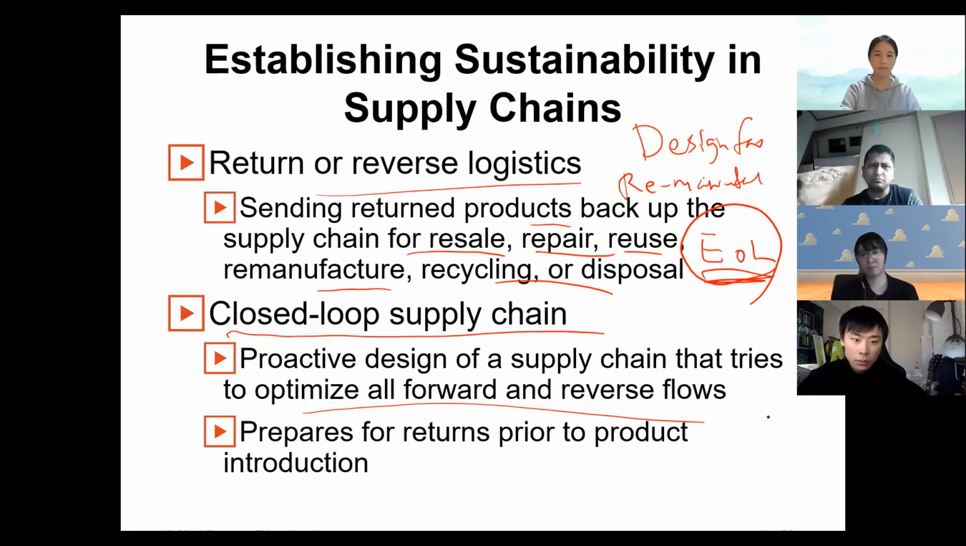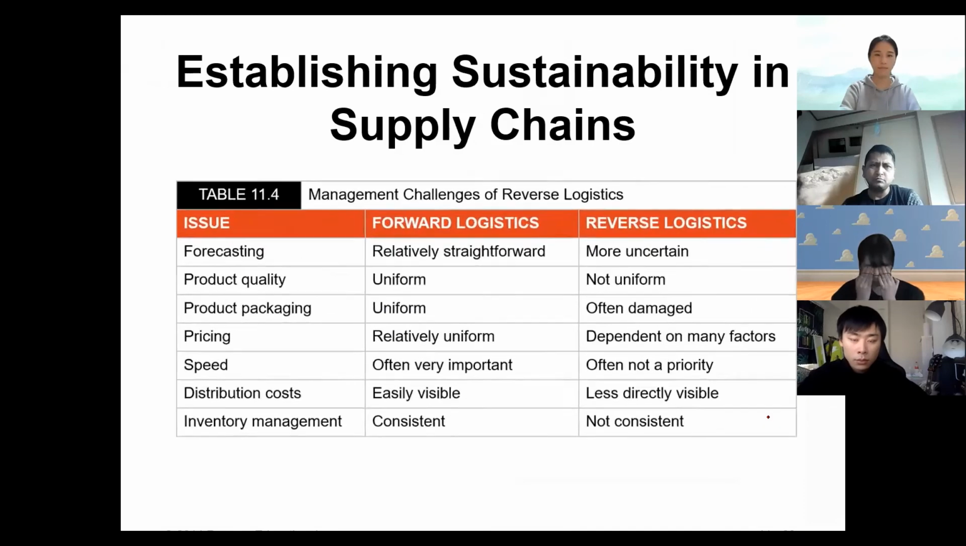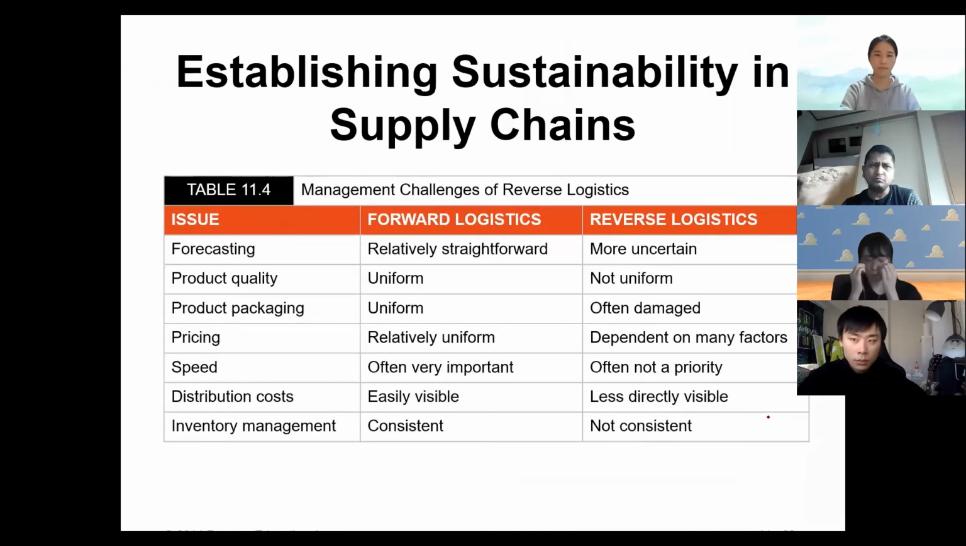Right. So this is sustainability. It's a big issue in sustainability, and there are many other issues in what they call sustainability. Some of the issues relate to forward logistics and reverse logistics. So this is another big area: establishing reverse logistics, returning the product to the manufacturer or recycling and so on.